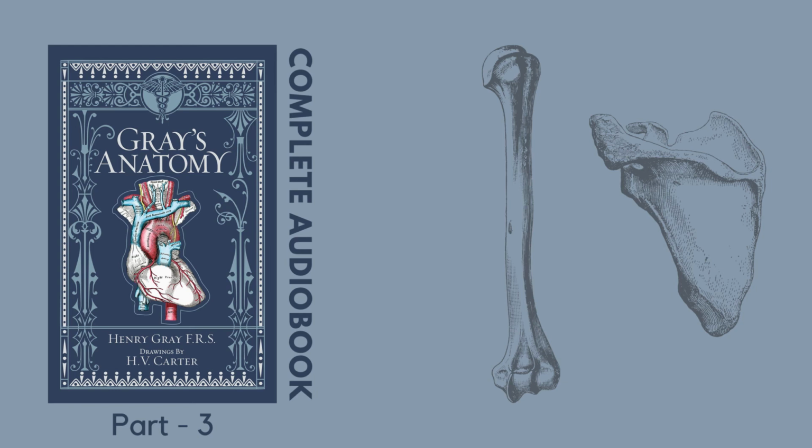It affords attachment to the articular capsule of the shoulder joint, and is perforated by numerous vascular foraminae. The greater tubercle, or tuberculum majus, or greater tuberosity. The greater tubercle is situated lateral to the head and lesser tubercle.